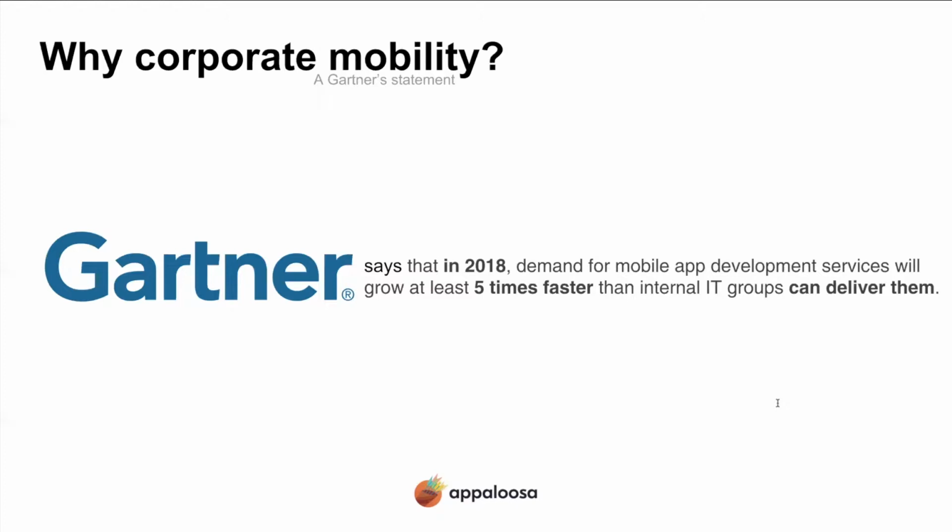And in addition, this is the figure that is shown on this slide. Gartner says that the need for app development will outstrip the production capabilities by 5 to 1. So there's going to be a huge need for app development. These figures are not just here to impress you. They actually mean something. It means that you have to take mobility into account.